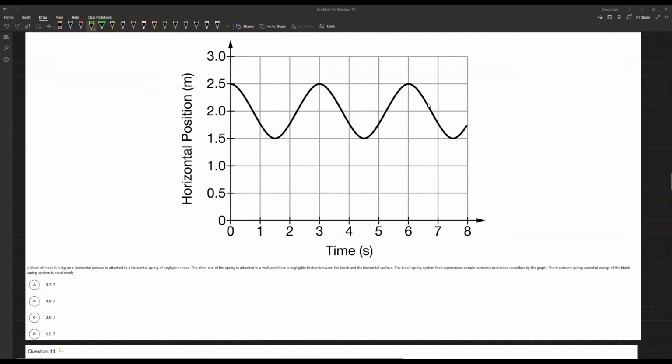Number 13, we got another graph. This time, the horizontal position is oscillating and changing from a value of 2.5 to 1.5. And it reads, a block of mass 0.4 kilograms on a horizontal surface is attached to a horizontal spring of negligible mass. The other end of the spring is attached to a wall, and there is negligible friction between the block and the horizontal surface. The block-spring system then experiences simple harmonic motion, as described by the graph. And they ask, the maximum spring potential energy of the block-spring system is most nearly.